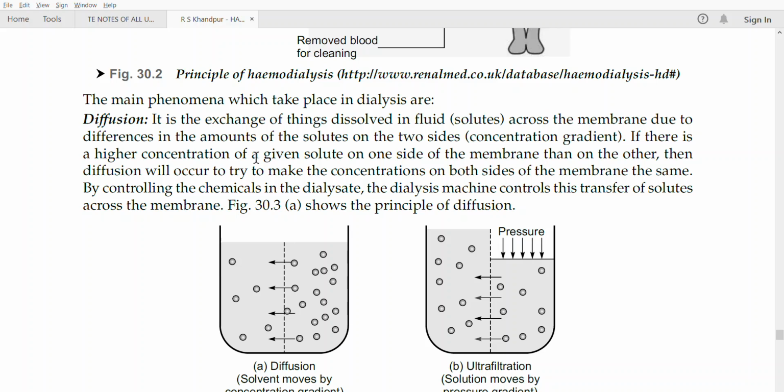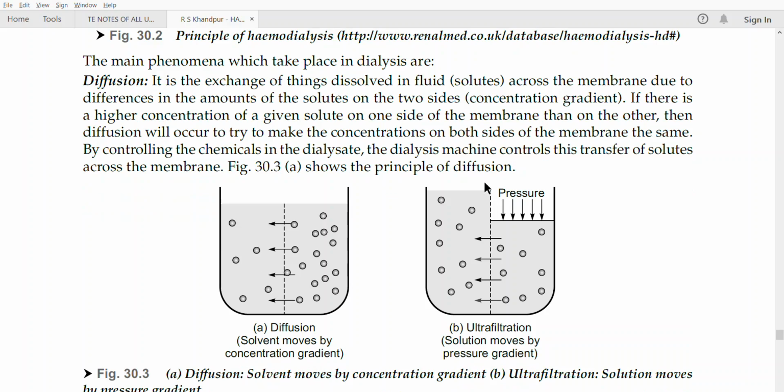If there is a higher concentration of a given solute on one side of the membrane than on the other, then diffusion will occur. It tries to bring the concentration on both sides to equilibrium, or the same level. Controlling the chemicals in the dialysis machine controls this transfer of solutes across the membrane.